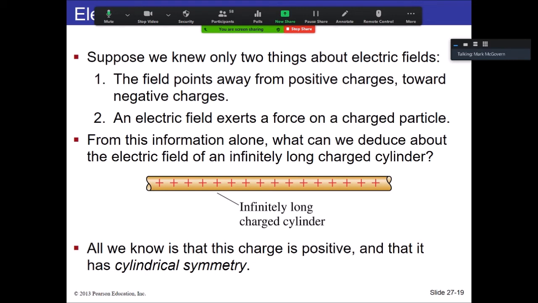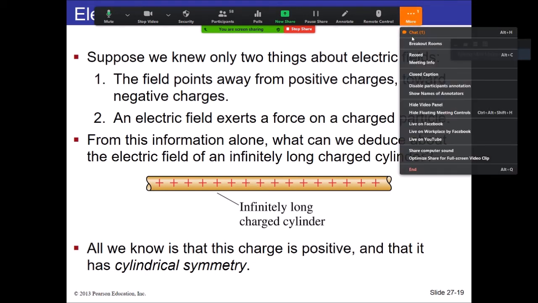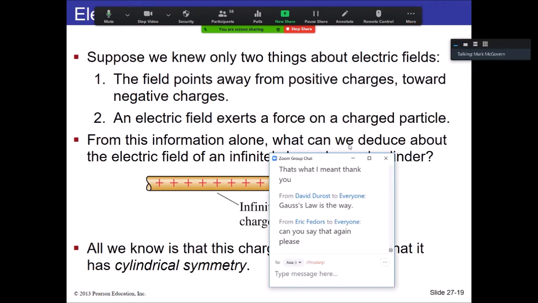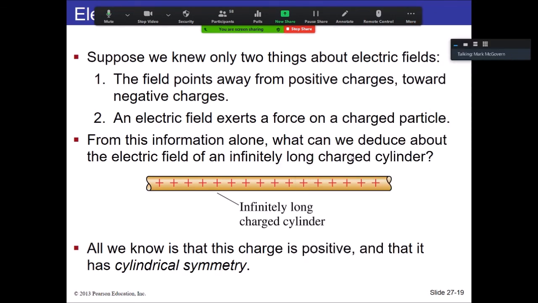So, for example here, we already know how to do this. This is an infinitely long charged cylinder.